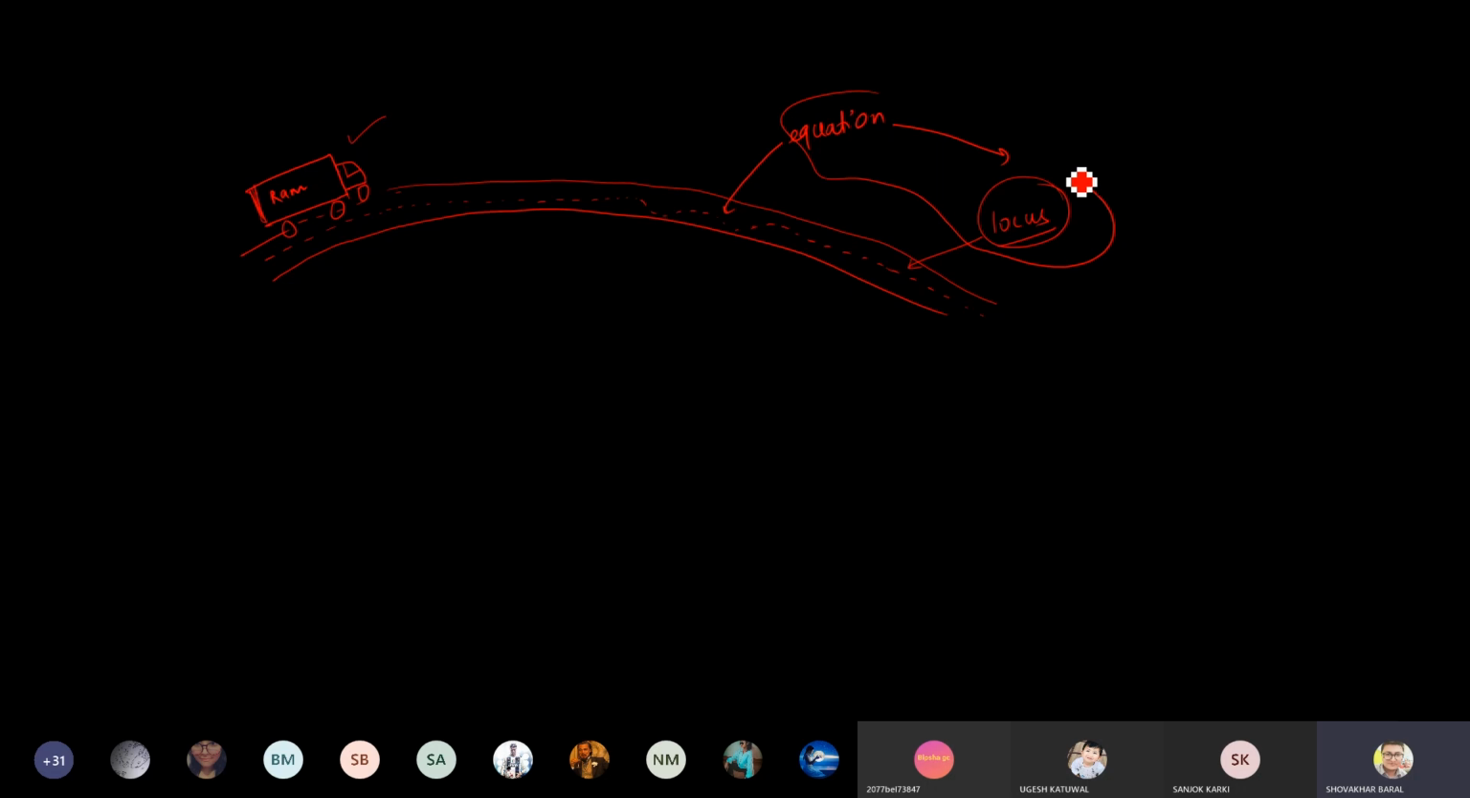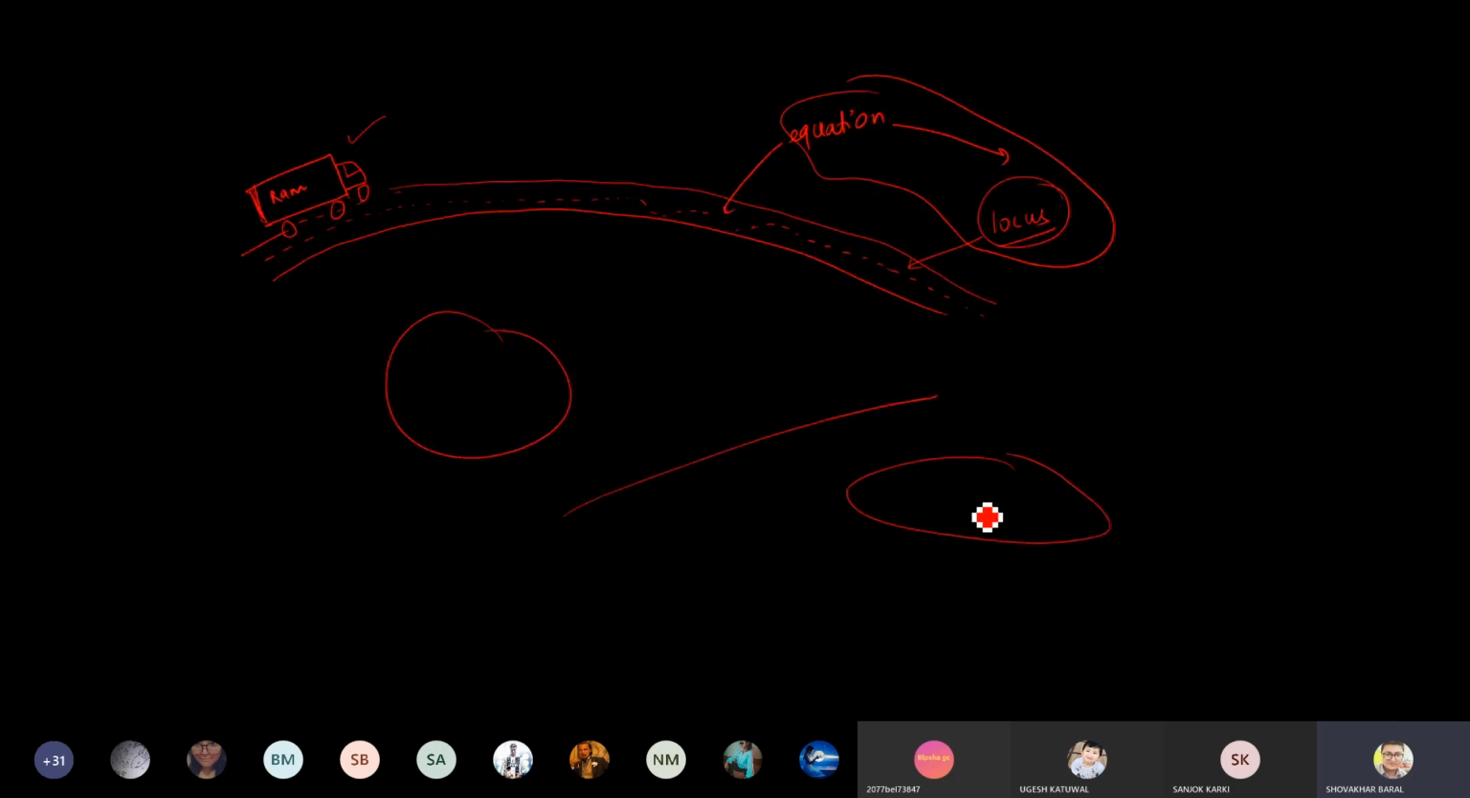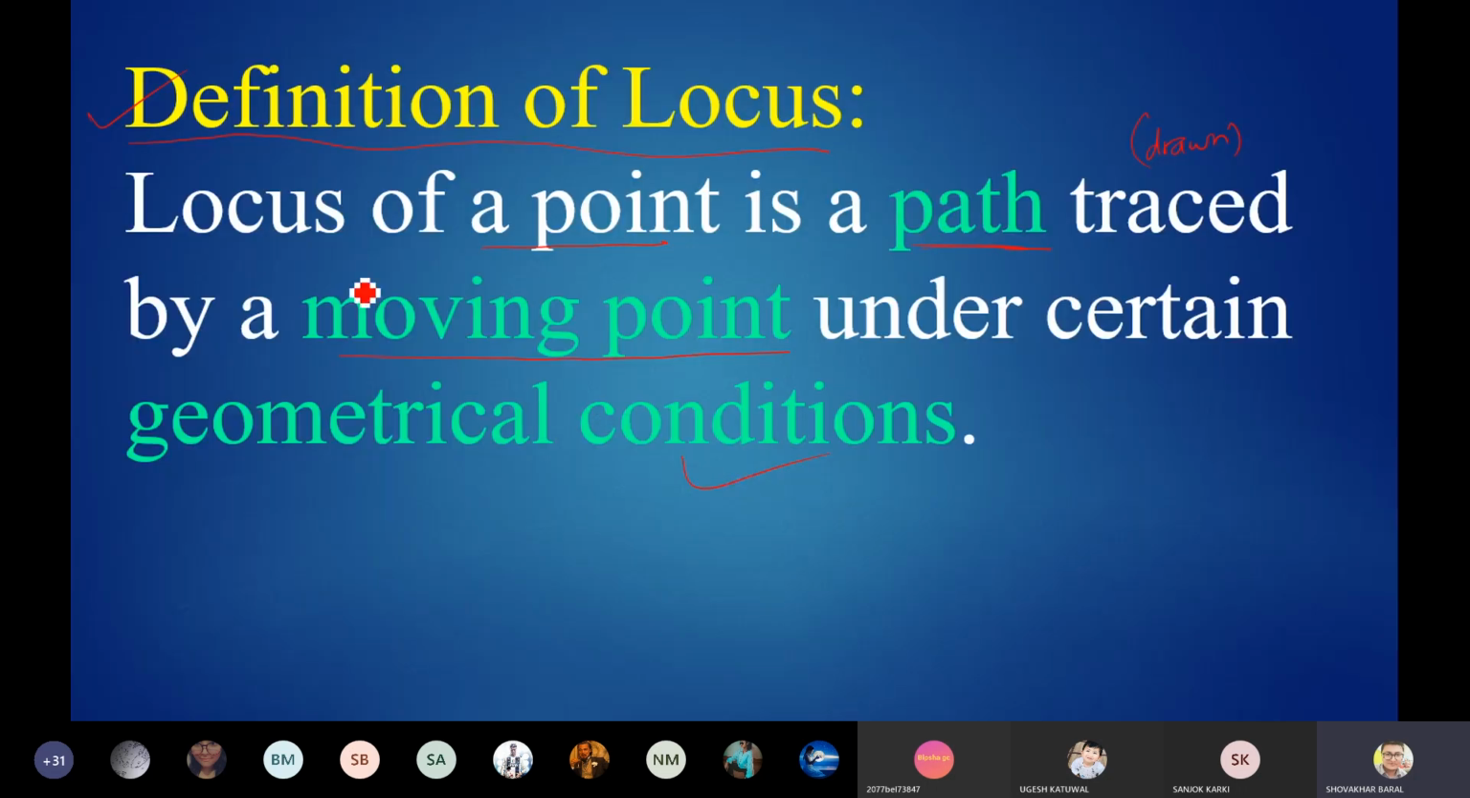Whatever curves there are in this world, like a circle, straight line, ellipse, we will not study them by drawing the figure. In mathematical language, we will find the equation of the locus. Okay, so let me come to the definition again.